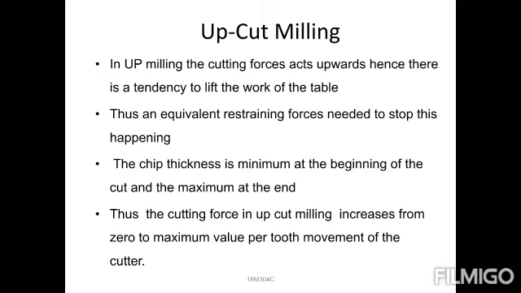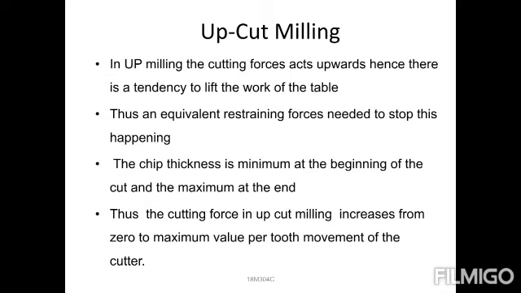Right. So in the first point you can observe clearly once again, in upcut milling the force acts upward, hence there is a tendency to lift the work table. Thus an equivalent restraining force is needed to stop this happening. Some amount of force will arise at the same time to hold the work.